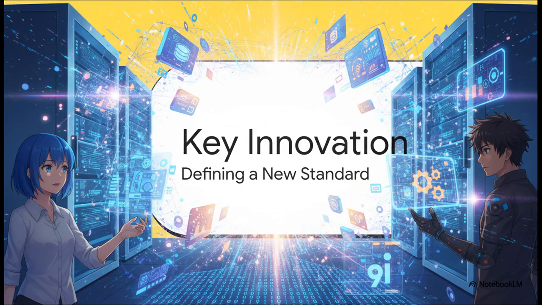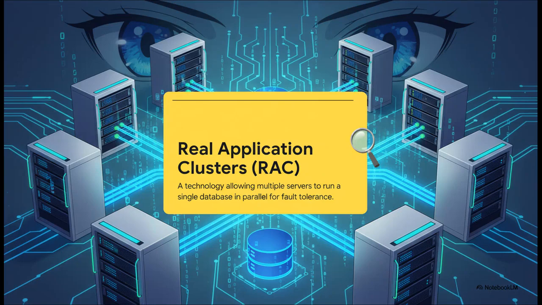All right, so what was the secret sauce? What made 9i so incredibly special? Let's get into the innovations that really set it apart and pretty much defined a new standard for every database that came after. The big one, the headliner, was something called Real Application Clusters, or what everybody just calls RAC. Now, the core idea here was kind of wild for the time. For the first time, you could take a bunch of separate commodity servers and have them all work together to run a single, unified database.